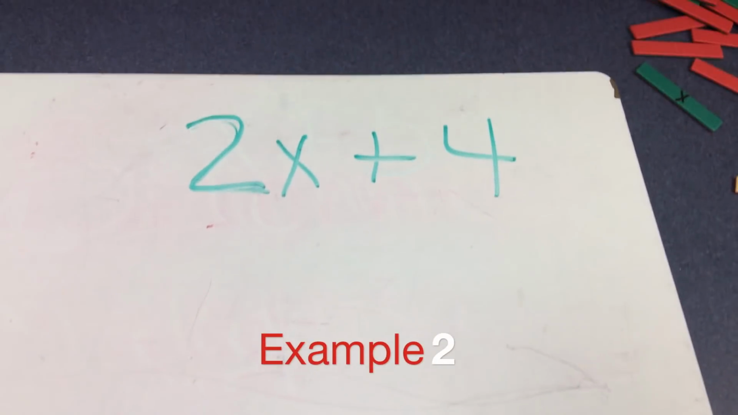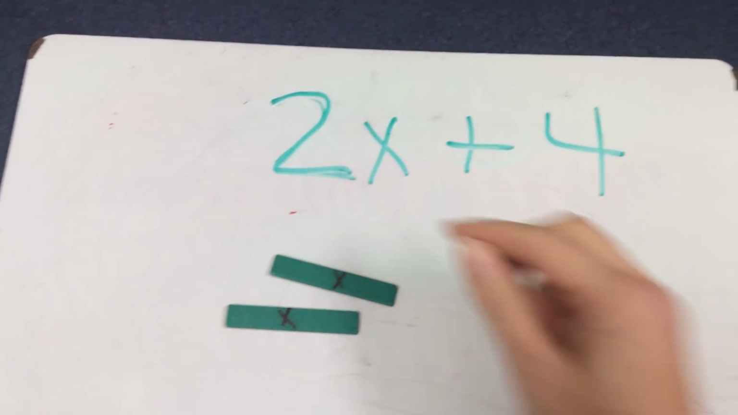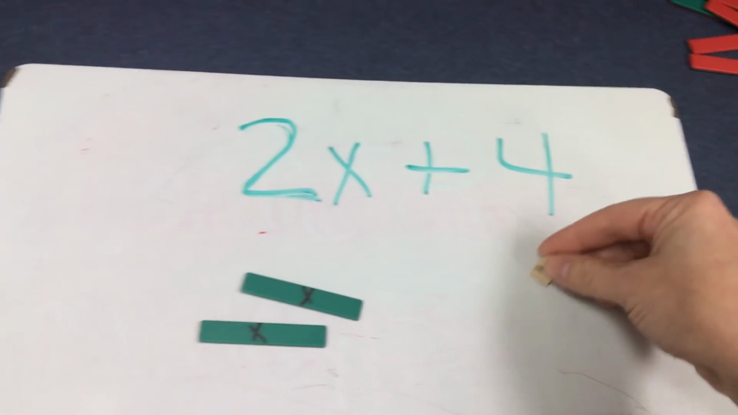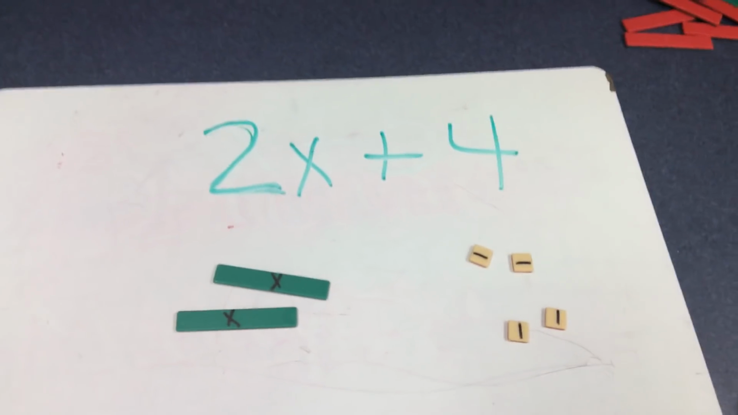Pretty easy. Next I'm going to model 2x plus 4. So how many x's do I have? 1, 2. And how many of those ones do I have? I have 1, 2, 3, 4. So there I have modeled 2x plus 4.